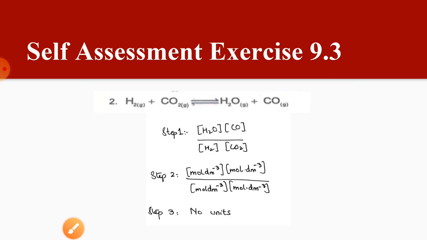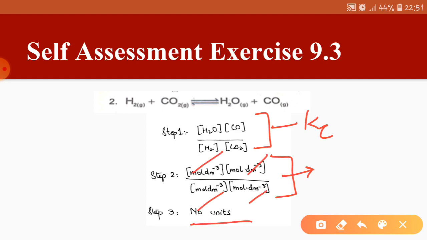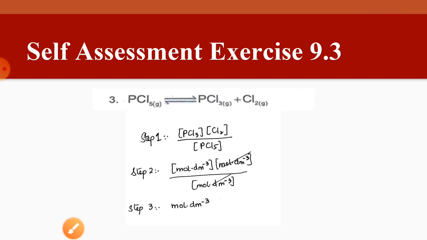Now in the second example, hydrogen and carbon dioxide react to form water and carbon monoxide. In step 1, we wrote the equilibrium constant expression. In step 2, we just incorporated the concentration units for each species. All the concentration units get cancelled. So this means that this reaction has no units for the equilibrium constant.